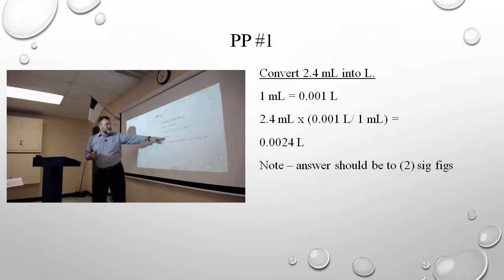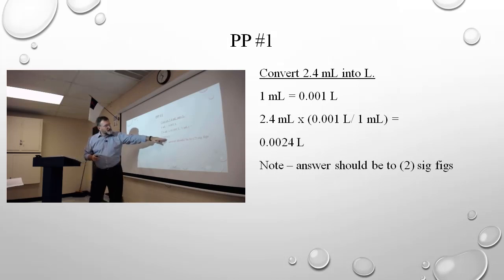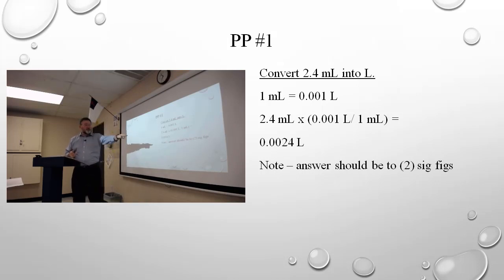How many significant figures are here? 2. The 2 and the 4. Remember, leading zeros are not significant. Even if they're to the right of the decimal point, if they're leading the first non-zero digit, they're not significant. So there are two significant figures in this answer. How many do I have to have? Two. Why do I have to have two significant figures in my answer? Why can't I have 3, 4, 5, 6, 1?